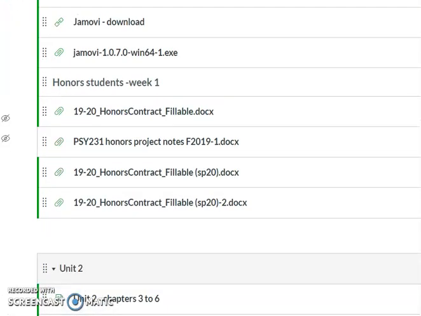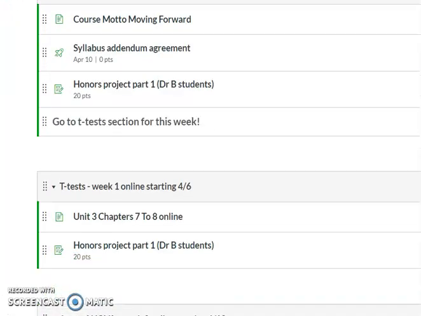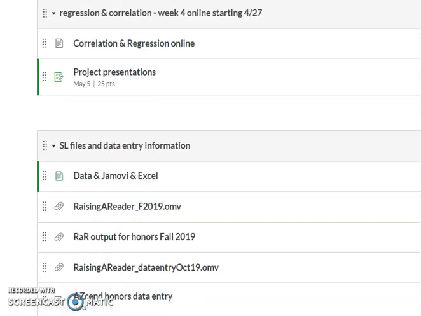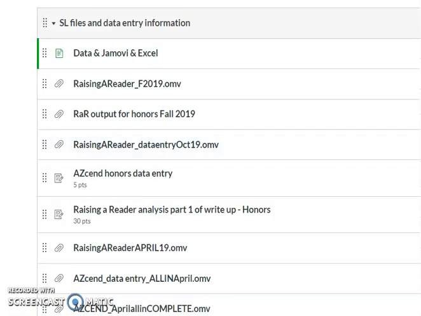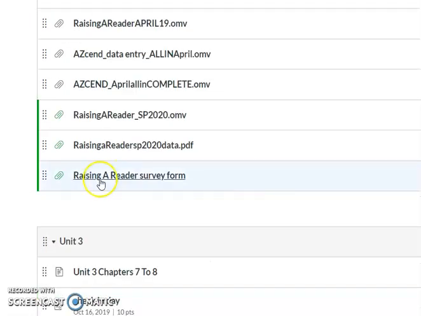Today I'm going to be going over your Raising a Reader data. I wanted to point out some of the places you're going to look for files. One of the files you're going to want to pull up is the output file. I'm also going to add an annotated output file that we're going to create today. You're also going to click on the survey form.